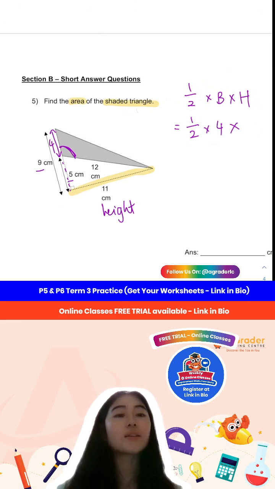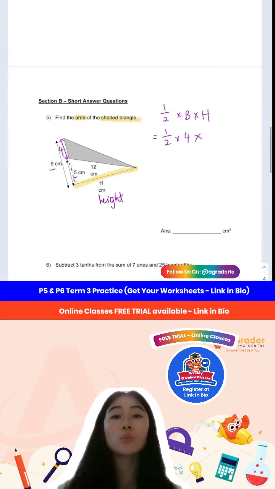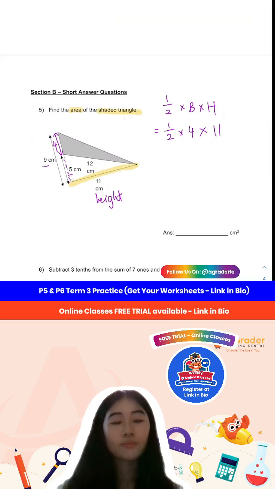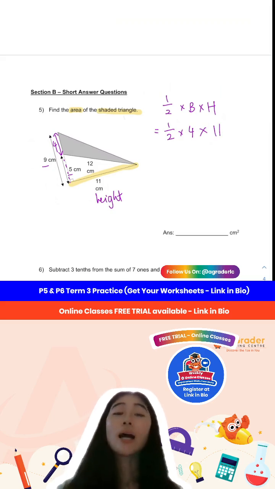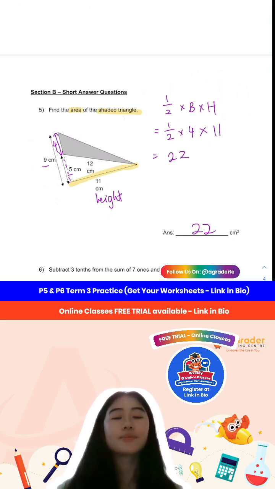Evan Del Rey, yes, that's right. The base and the height must be perpendicular. Okay, so this should be your working: half times 4 times 11. Once you calculate this, you should get 22 as your answer. Those of you who got 22 is correct.